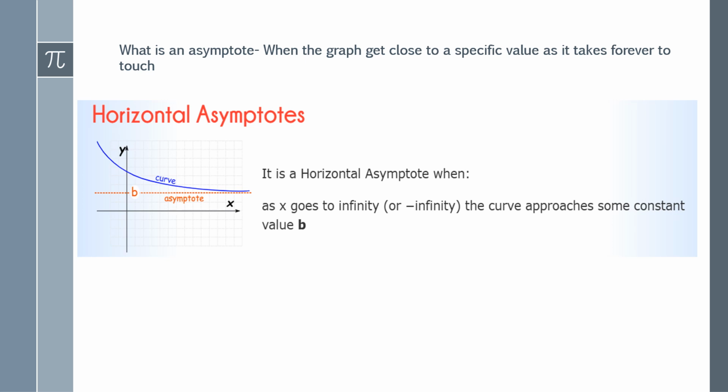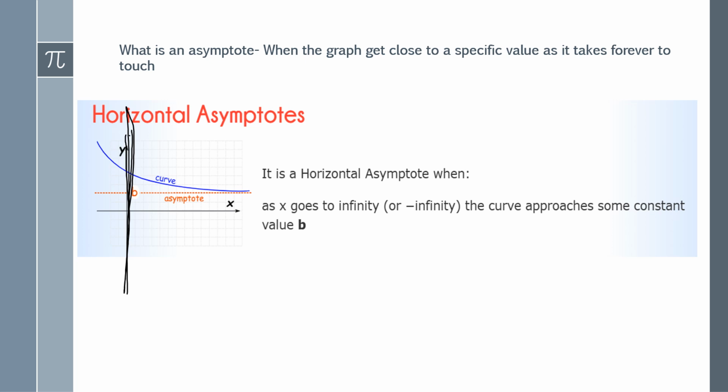All right. One of the important characteristics that we need to know of is the asymptote. Now, I personally paraphrase what an asymptote is. It's when the graph gets close to a specific value as it takes forever to touch. So in terms of the exponential functions, we're going to be dealing with the horizontal asymptote, because we are dealing mainly with the y-axis.